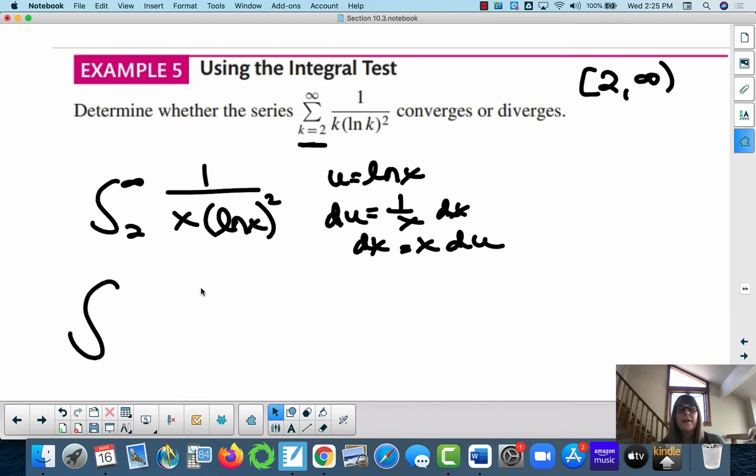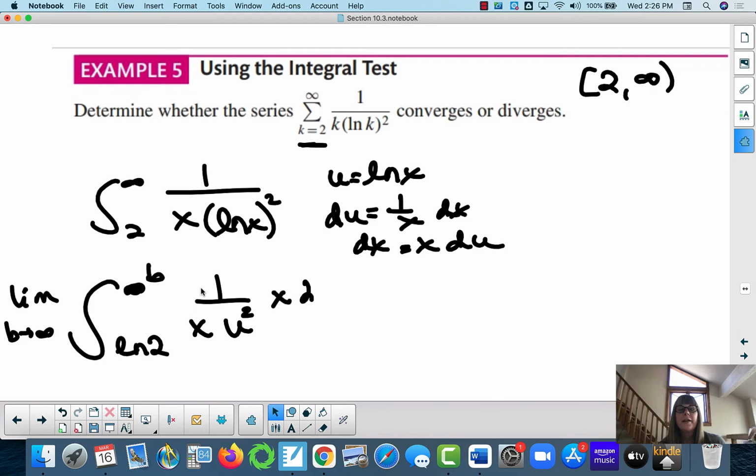Okay, this time still infinity, because natural log of infinity is infinity. So that's still b. And then this one's going to be the natural log of 2 instead of 2. Then we have 1 over x, and then u squared, and then dx is now x du. So the x's cancel. So we have du over u squared.